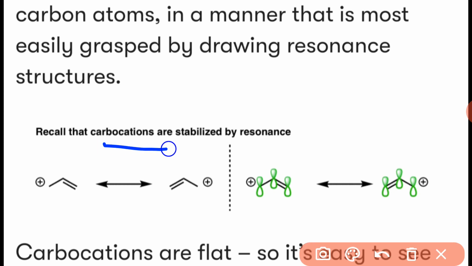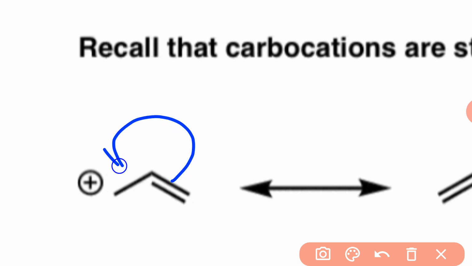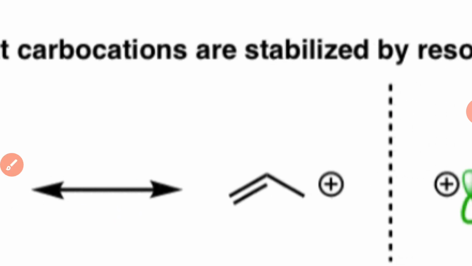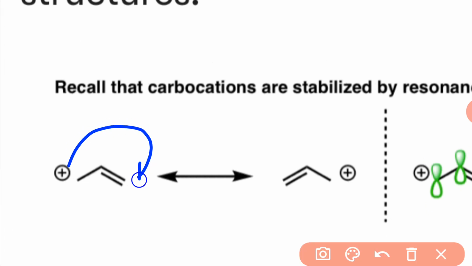Carbocations are stabilized by resonance. So just have a look here. This is a cation which is in resonance with this double bond. This double bond will shift to that part, and as a result the positive charge will also shift there. The positive charge will shift to the other part, and the double bond will shift to that part.